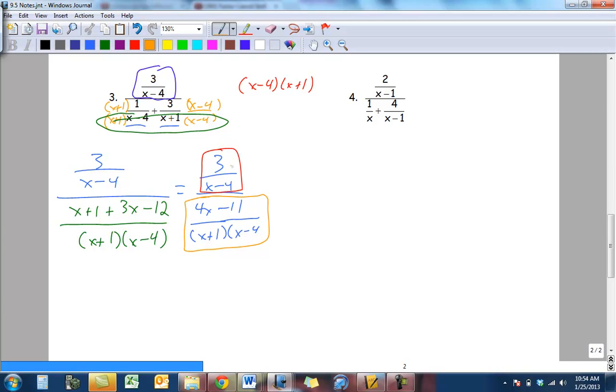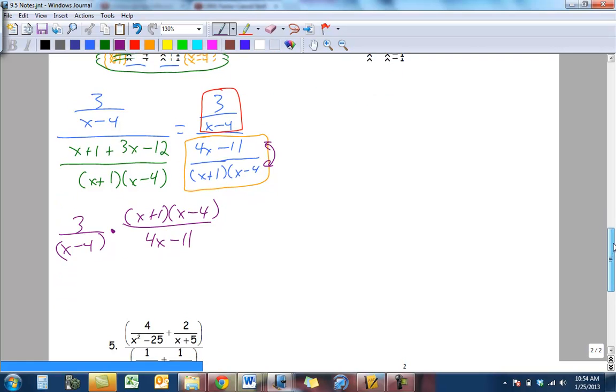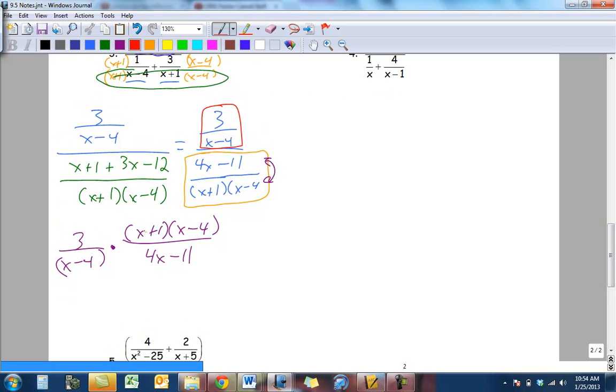But here's the thing. This is just like a division problem. What we've got here is 3 over x minus 4, but instead of divided by this mess, we're going to multiply by the reciprocal of the denominator. So this is (x plus 1)(x minus 4) over 4x minus 11. Now, since we're multiplying here, x minus 4's can cancel. And we're left with 3 times x plus 1.